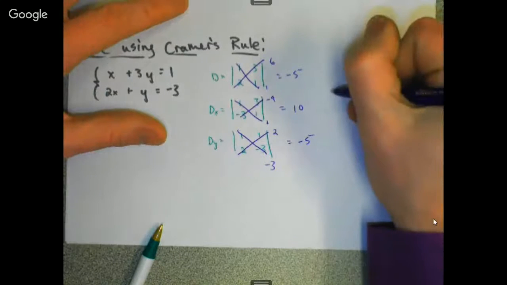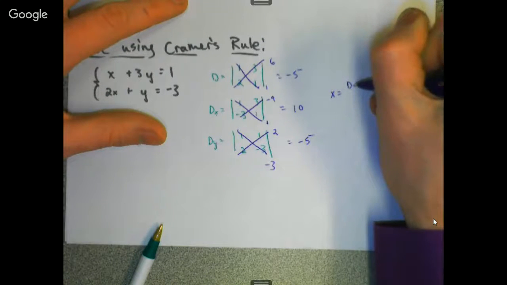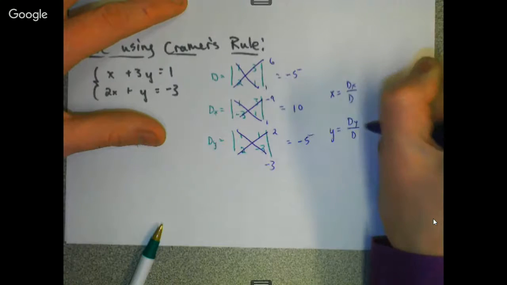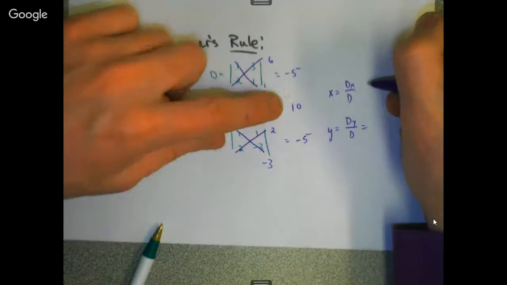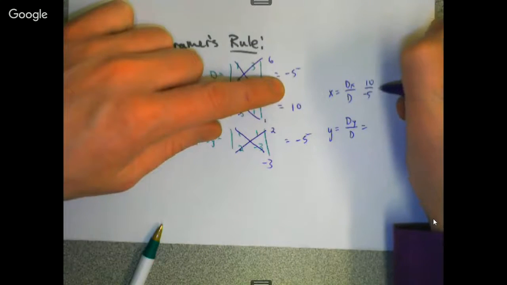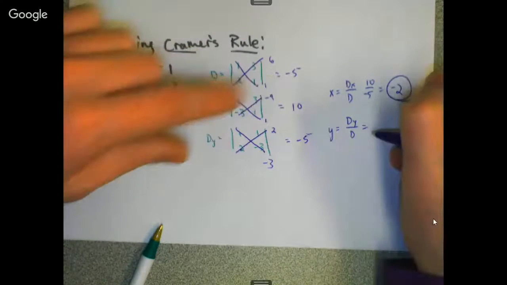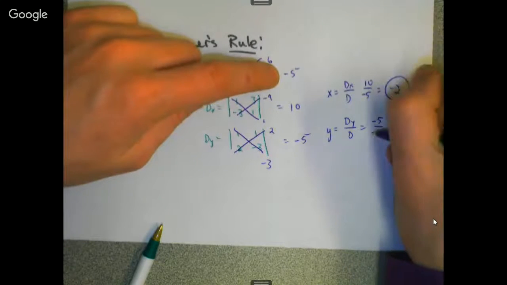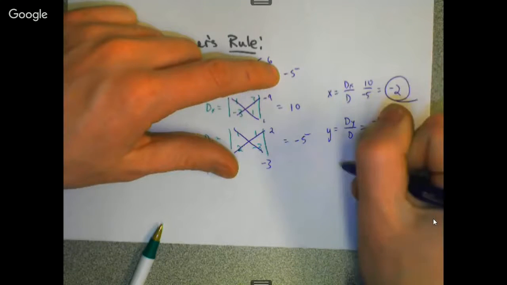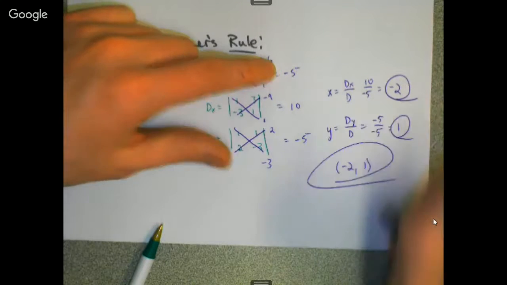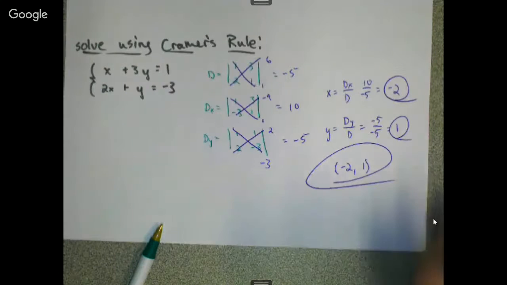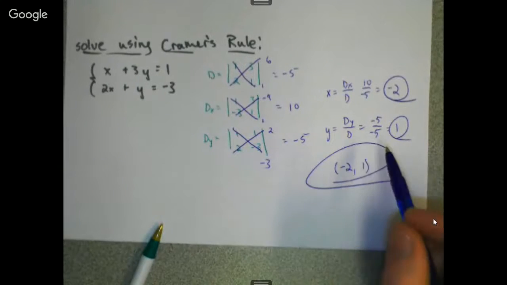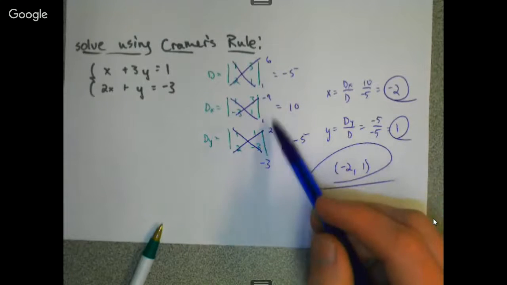So in order to find x, we want Dx over D. To find y, we want Dy over D. So Dx was 10 divided by minus 5, which is negative 2. And Dy was negative 5 over negative 5, which is 1. So you have negative 2 comma 1. Okay, so this can be a really, really quick way of finding the solution to your system. I'm using some quick matrix work.